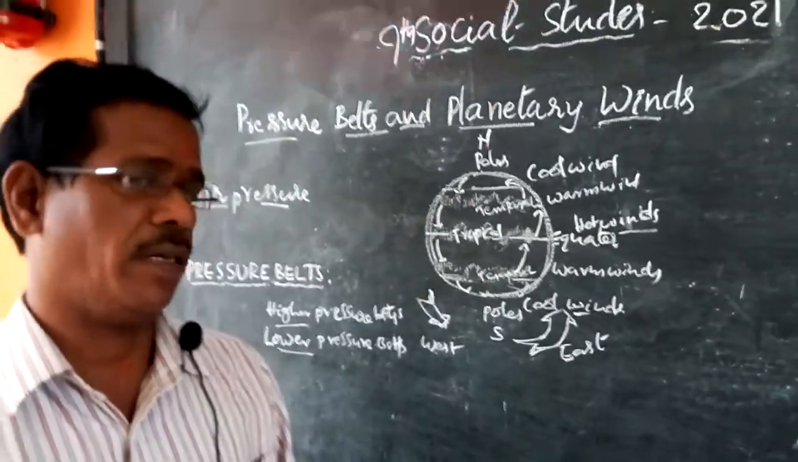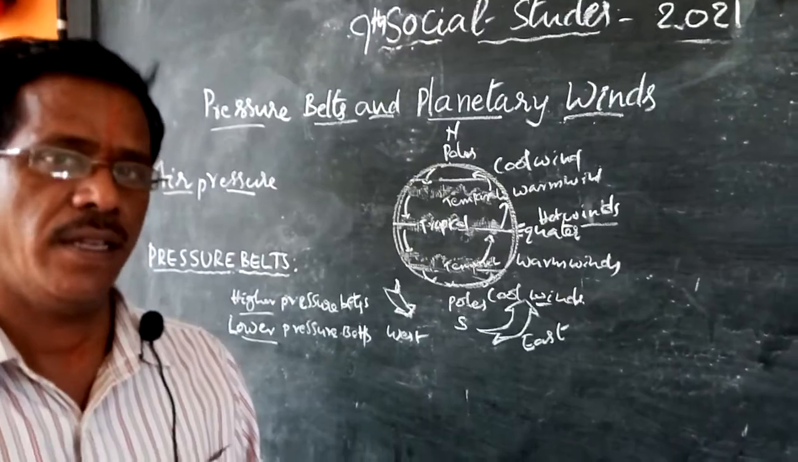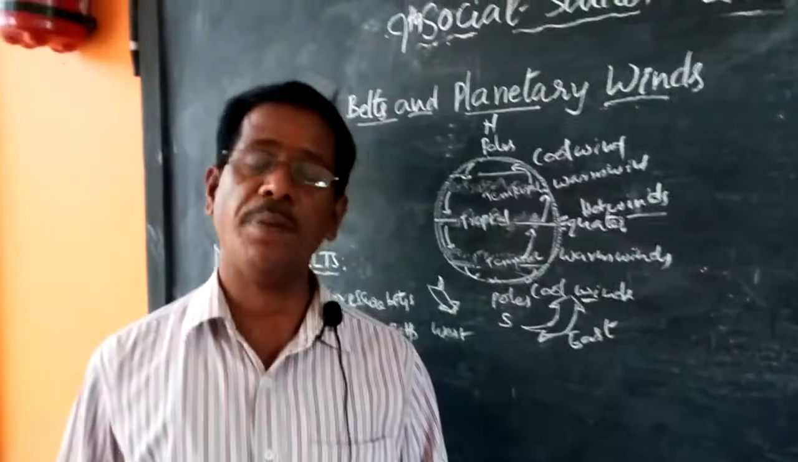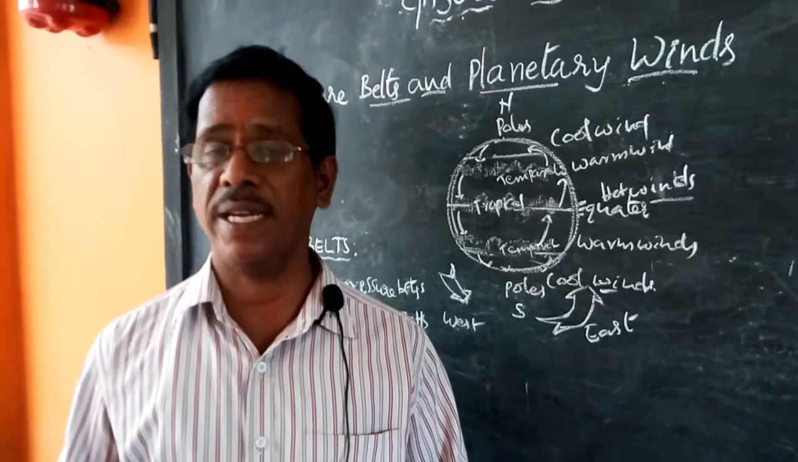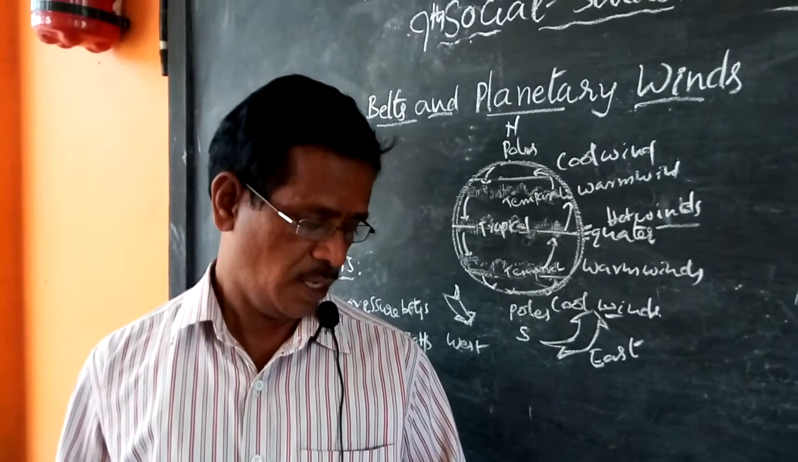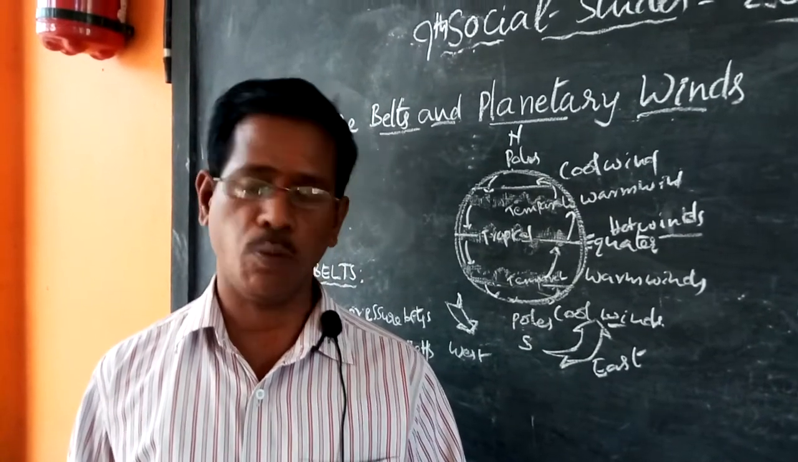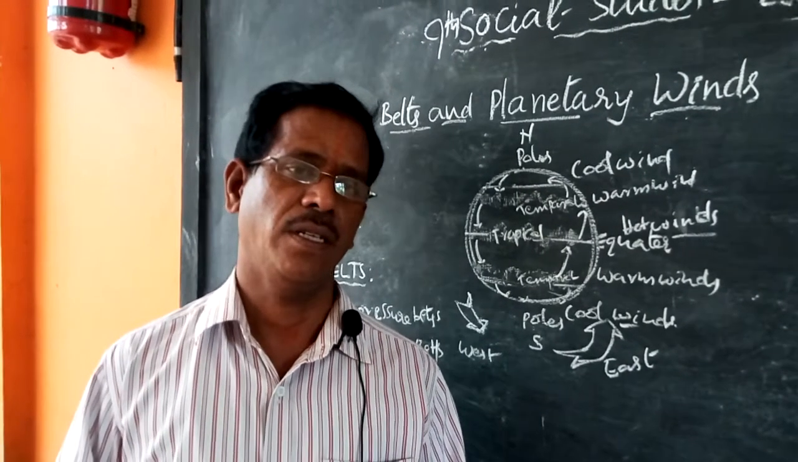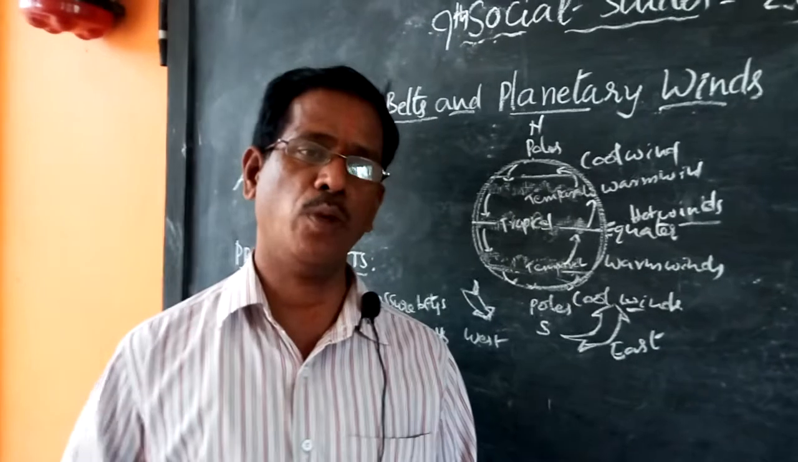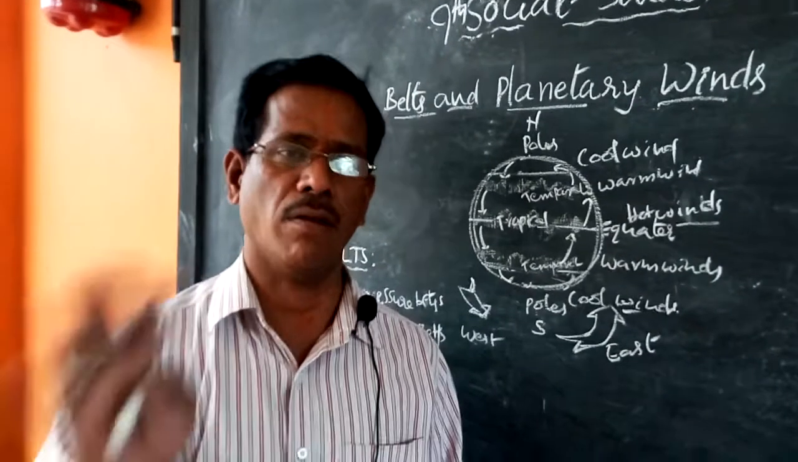What are pressure belts? How do they work on the Earth's surface? Actually, air is a gas made of molecules. They are very tiny particles. These molecules are constantly pushing one another. You know very well from the physics lessons that we can observe this. These gas molecules are always pushing one another.